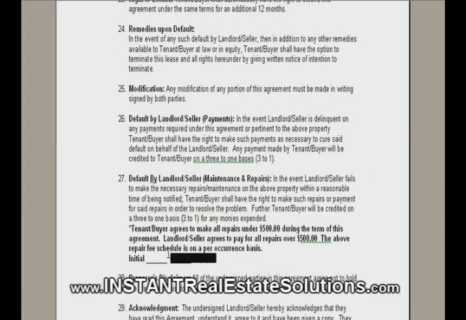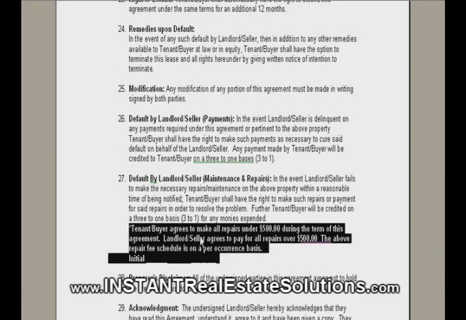Now, this is a very important clause. Tenant buyer agrees to make all repairs under $500 during the term of this agreement. Landlord-seller agrees to pay for all repairs over $500. The above repair fee schedule is on a per occurrence basis. All right, so you want to make sure that you initial that. Basically, you're saying if there's any repairs that happen to the property that are necessary, they're going to make it. Over $500, it's going to be yours. For example, a water heater or something.